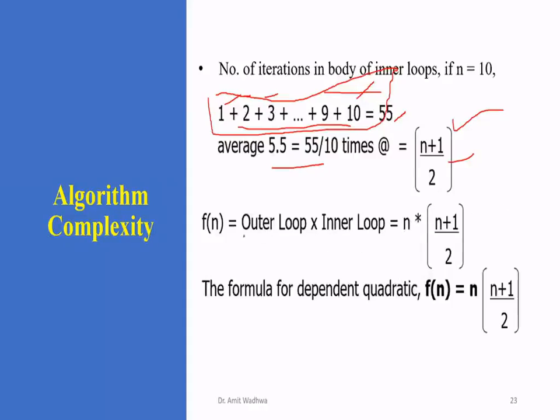As we have to calculate the function, which is outer loop multiplied by inner loop, it will be the outer loop complexity multiplied by n plus 1 by 2. That is the total number of iterations. So the generic function for this will be n into n plus 1 by 2, the total number of iterations.